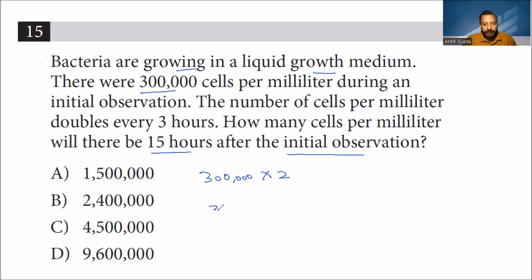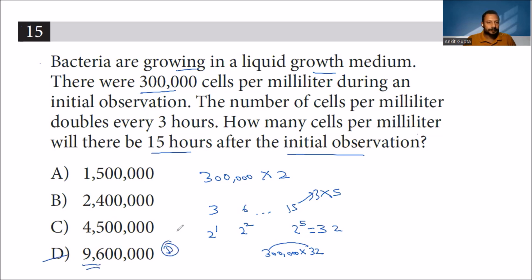That means after 3 hours, it will get multiplied by 2 raised to 1. After 6 hours, it will get multiplied by 2 raised to 2. Similarly, after 15 hours, which is 3 into 5, the number of cells will get multiplied by 2 raised to 5, which is equal to 32. That means the number of cells will be 300,000 multiplied by 32. 32 into 3 is 96. The only option which is having 96 is option number D. So the answer will be option number D.